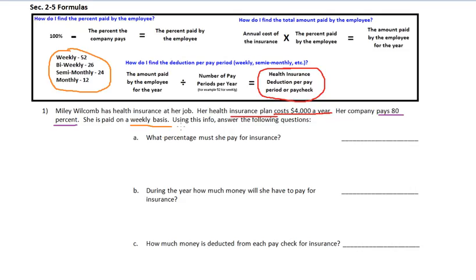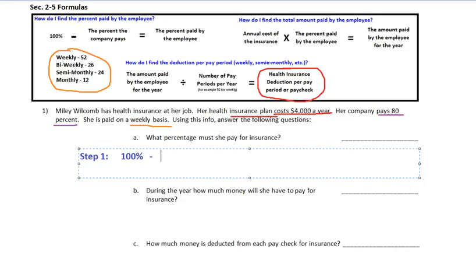So let's use this info and answer the following questions. Question number 1. What percentage must she pay for her insurance? So, for step number 1, what we're going to do is write down 100%. Why? Well, that's what we have up at the top in our formula. Now we're going to write down the percentage that the company pays, 80%. Well, you subtract these out and you get 20.